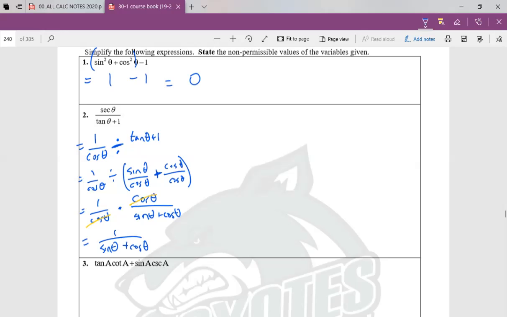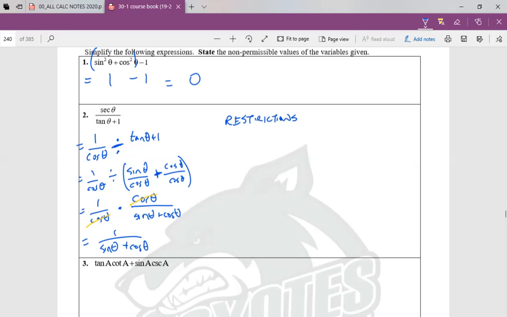Except we do need non-permissible values, often referred to as restrictions, sometimes referred to as the values of x, or the values of theta for which the function is defined, or something like this. But in this case, we are looking for our restrictions. What can theta not be?